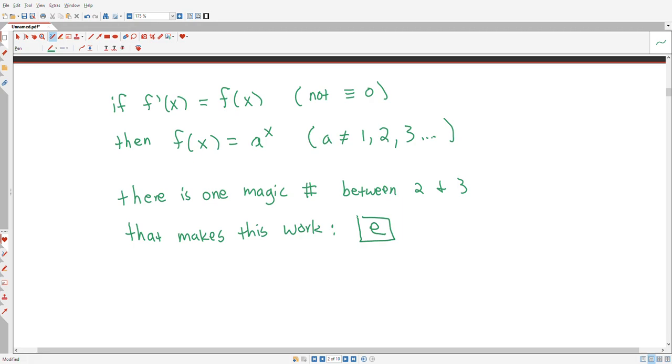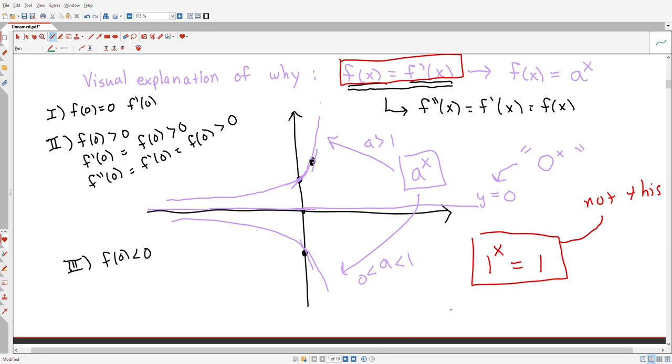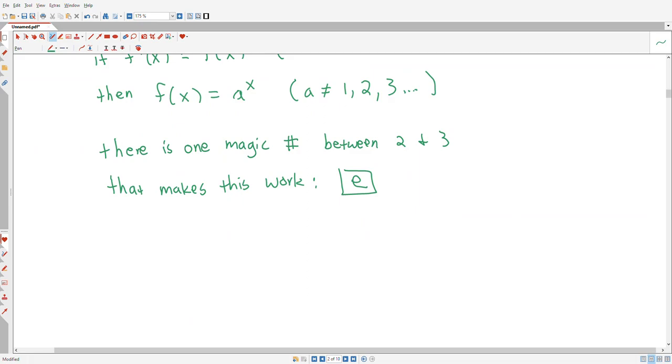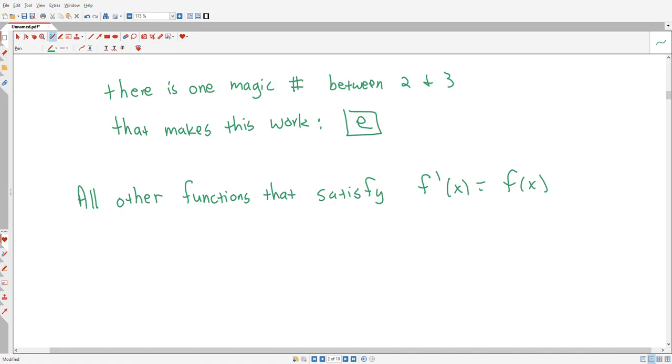It is true, if I scroll back up, functions that are their own derivatives have to look like these purple graphs. And you say, well, some of those kind of look like exponential functions. It turns out there is one exponential function it looks like. In fact, all other functions that satisfy f prime of x equals f of x, they all look basically like e to the x. All other functions that satisfy this are of the form some constant times e to the x.